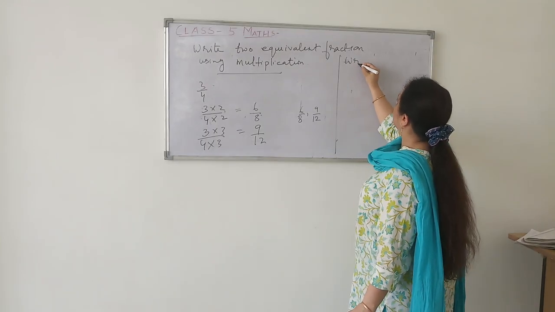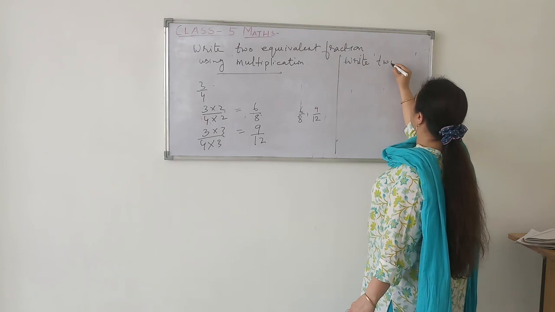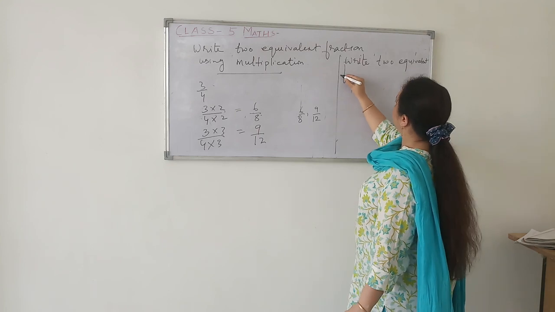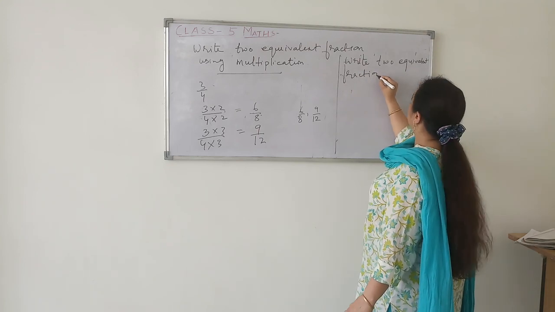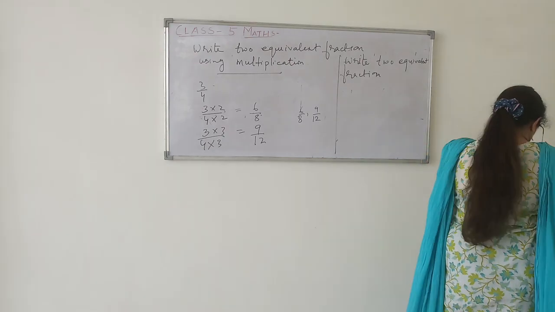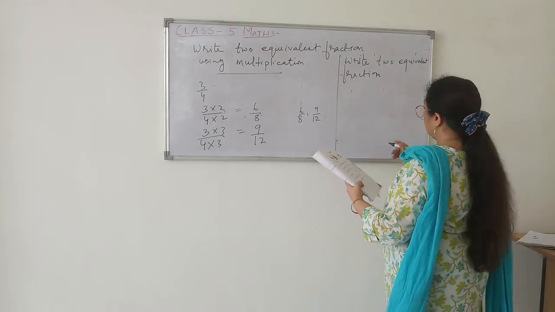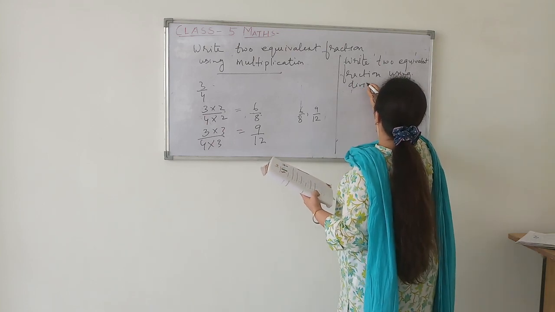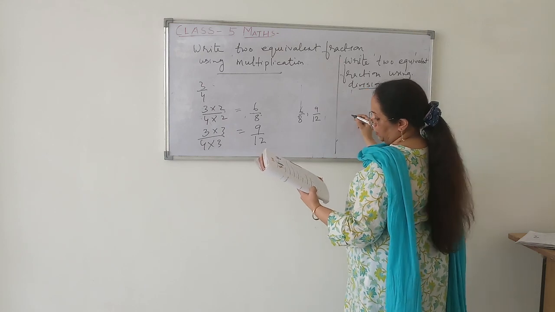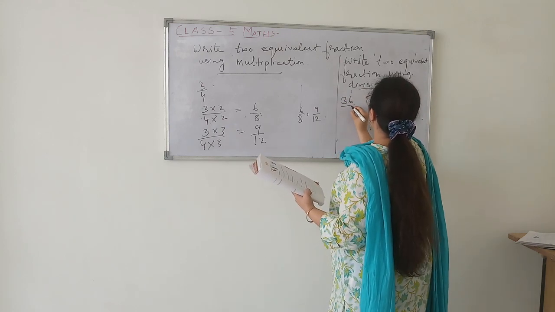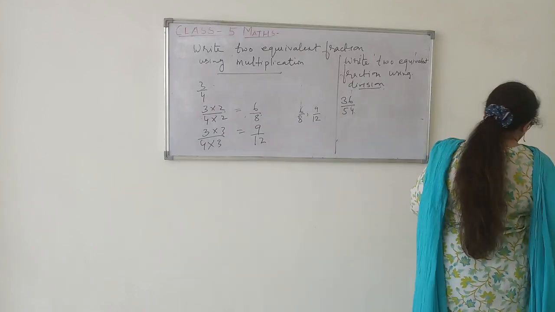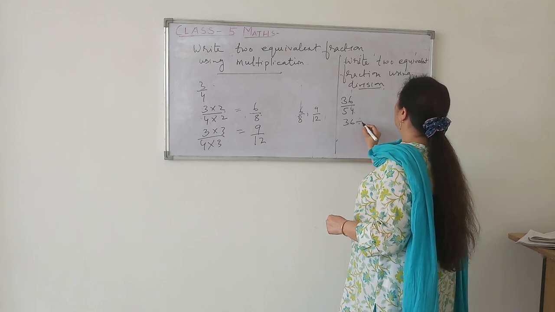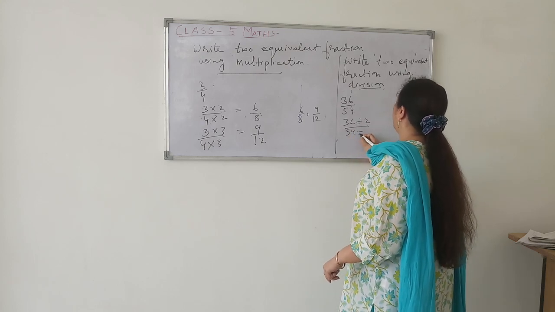Write two equivalent fractions using the division method. Using division. In this it is 36 upon 54. That is, you have to divide it by 2 first. 36 divided by 2 and 54 divided by 2.